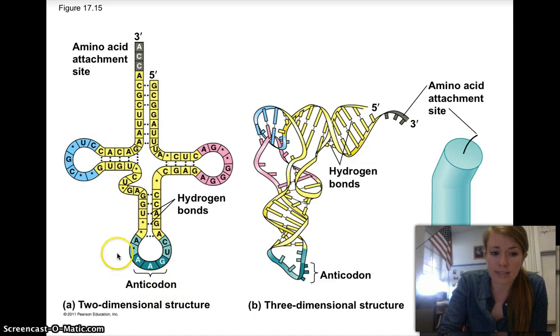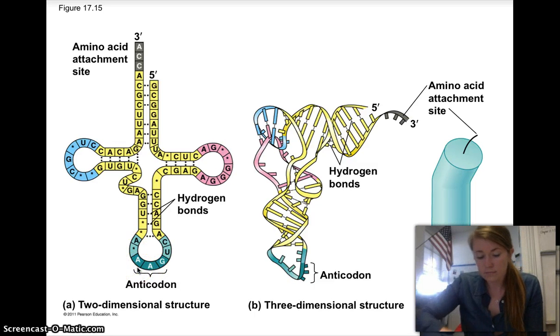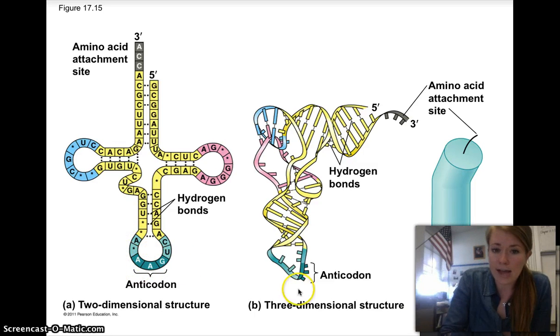And down here at the other end are the 3 bases that act as the anticodon. So this is it flattened. This is an attempt at a 3-dimensional structure. And you can see the 3' end up here of the RNA molecule, which is going to be where the amino acid attaches. And down here is the anticodon.